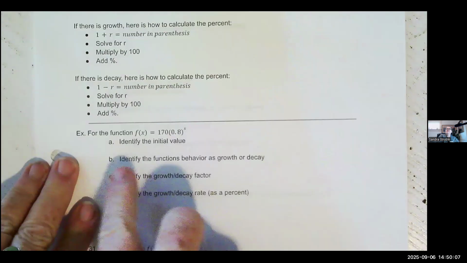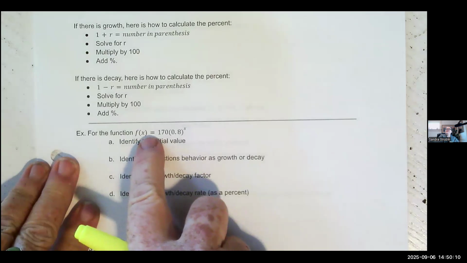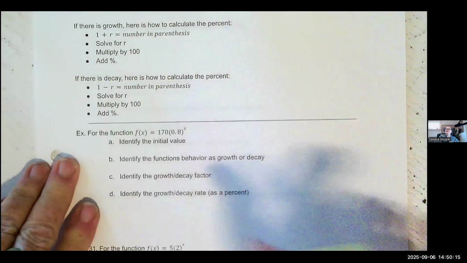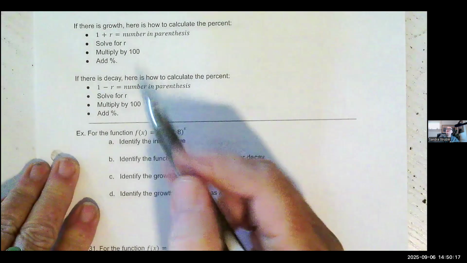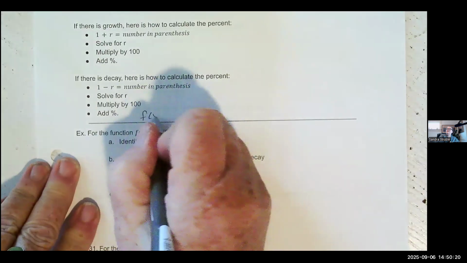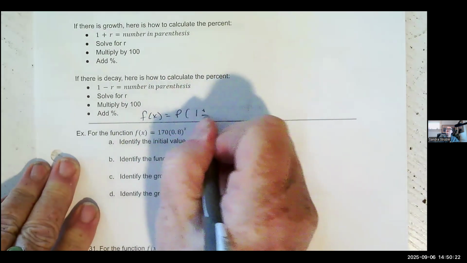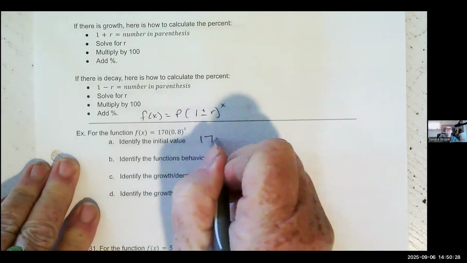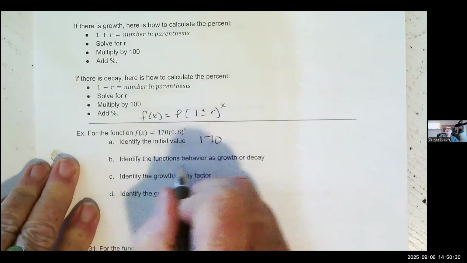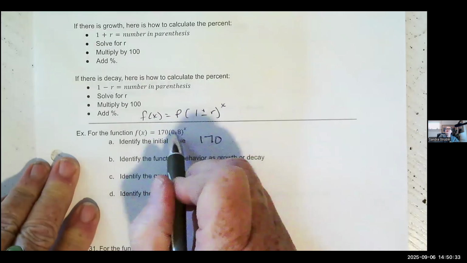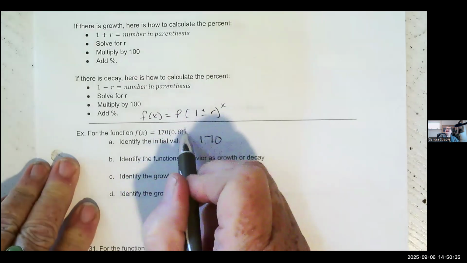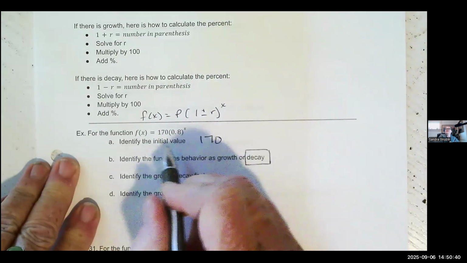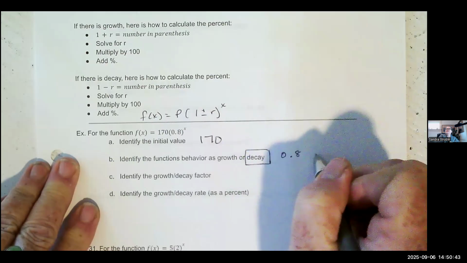So for the function 170 times 0.8 to the x, identify the initial value. The initial value is your P. Remember, f of x is equal to P times (1 plus or minus R) to the x. So our initial value is 170. Identify the function's behavior as growth or decay. Well, the number inside the parentheses is less than 1, so this is decay because 0.8 is less than 1.